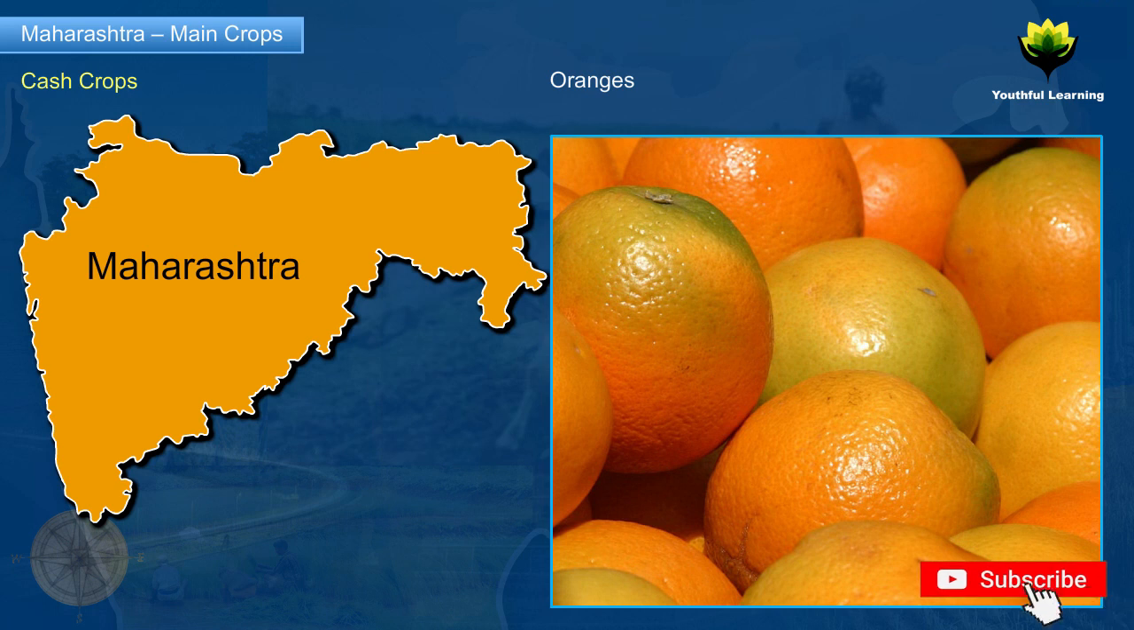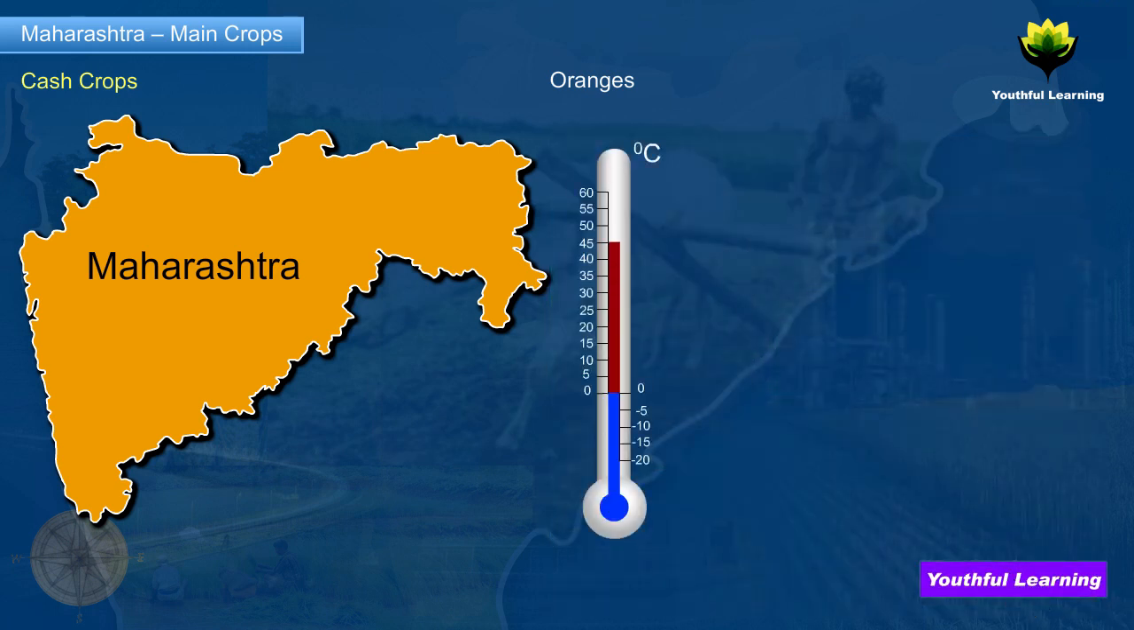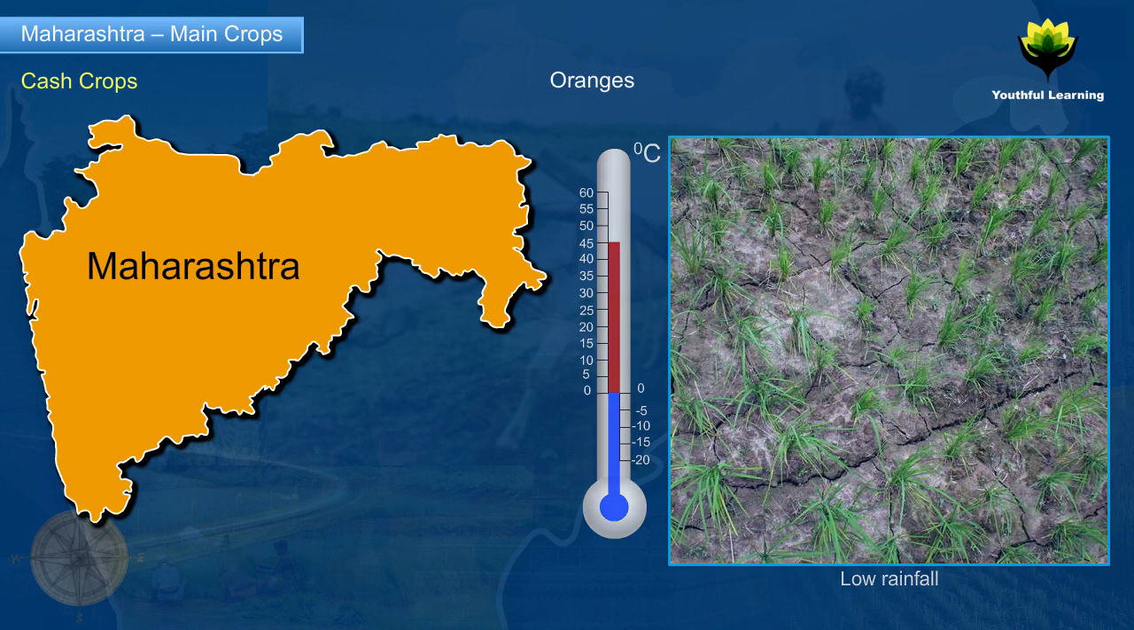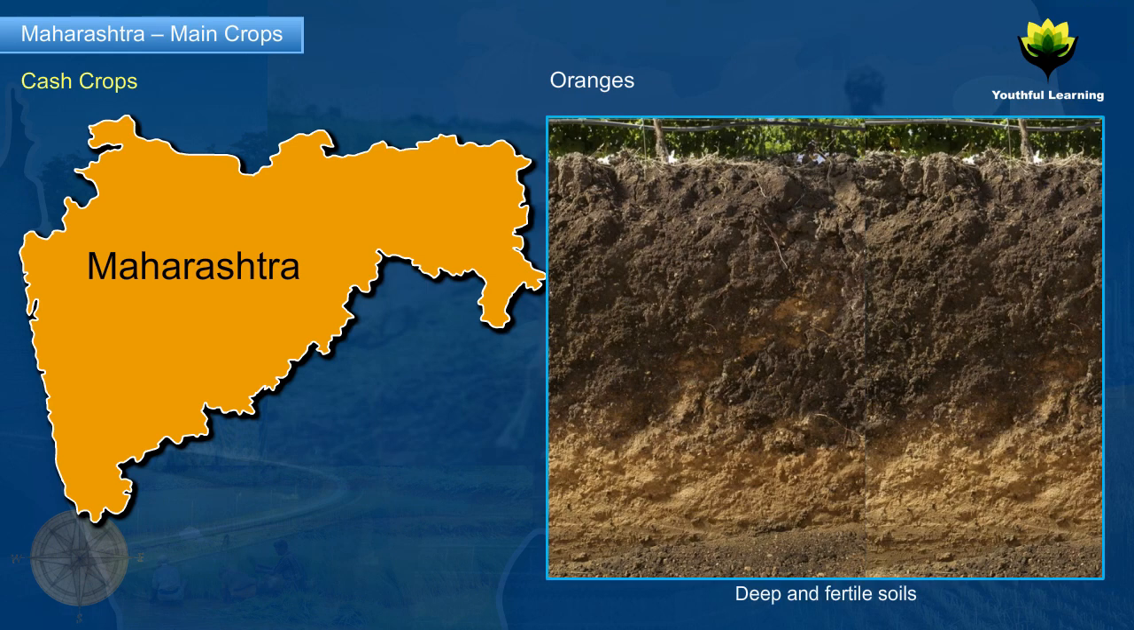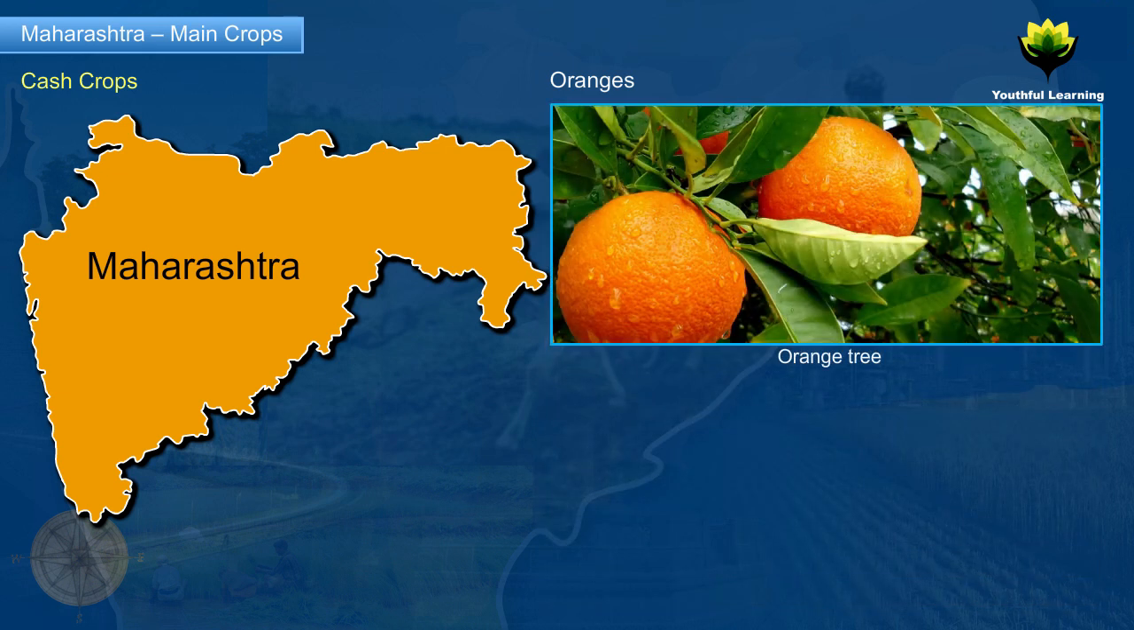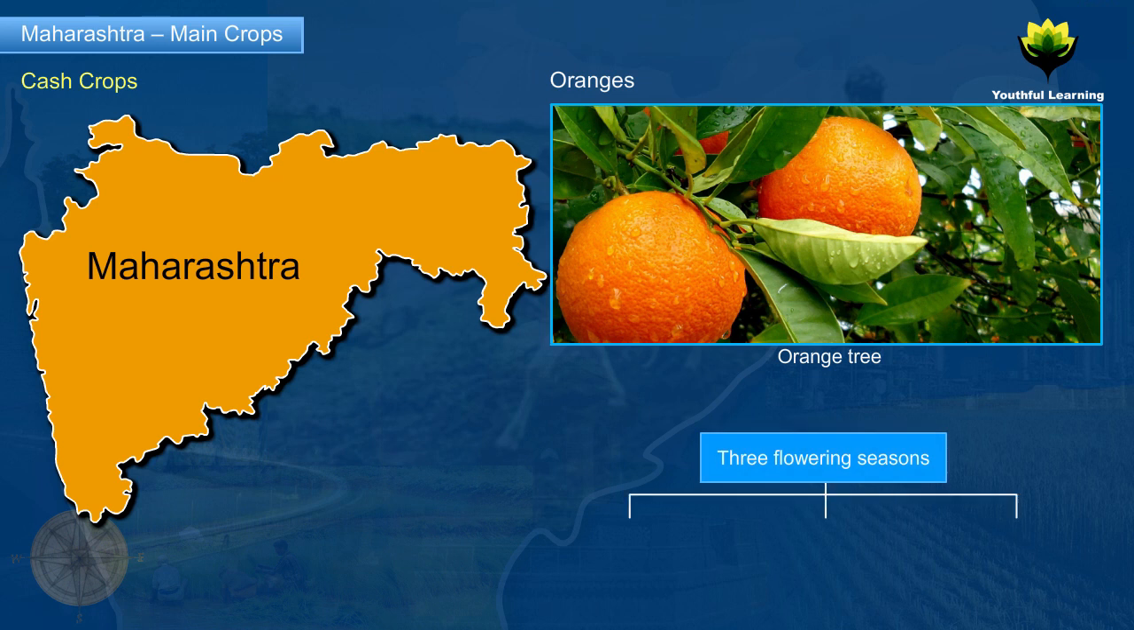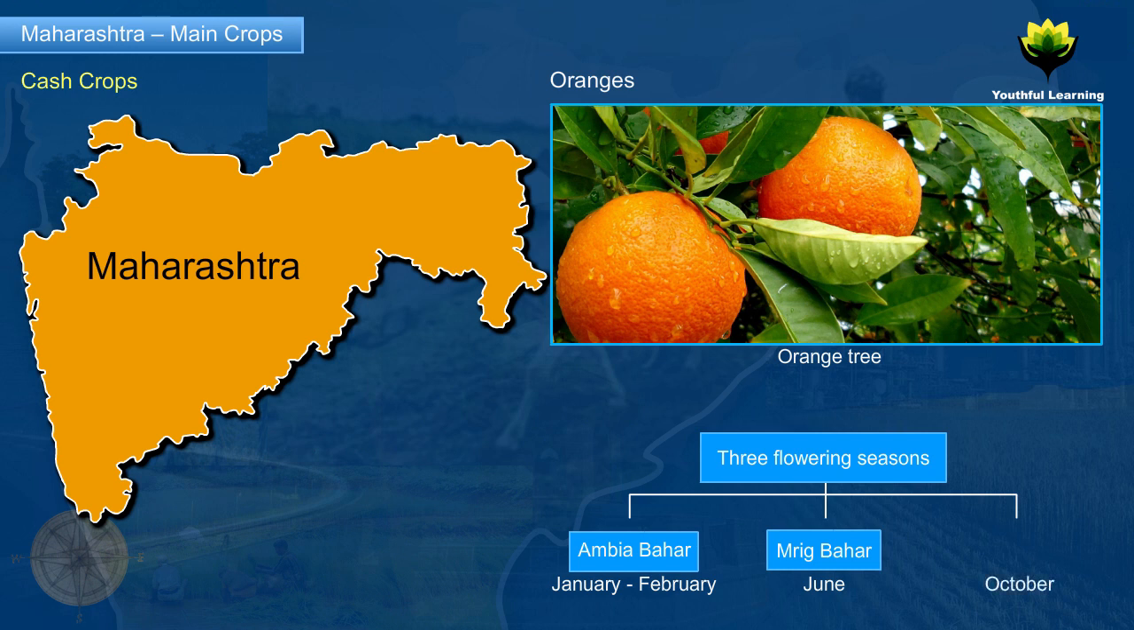Oranges. Oranges need high temperatures and low rainfall. They grow best in deep and fertile soils and need a long time to ripen. The orange tree has 3 flowering seasons in a year at intervals of 4 months. The January-February flowering is called Ambiya Bahar. The June flowering is called Mrig Bahar. And the October flowering is called Hast Bahar. The Mrig Bahar yields are the highest.